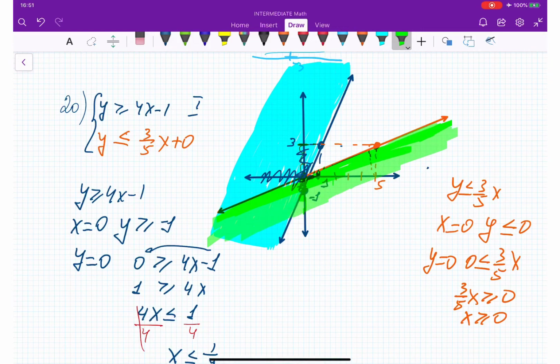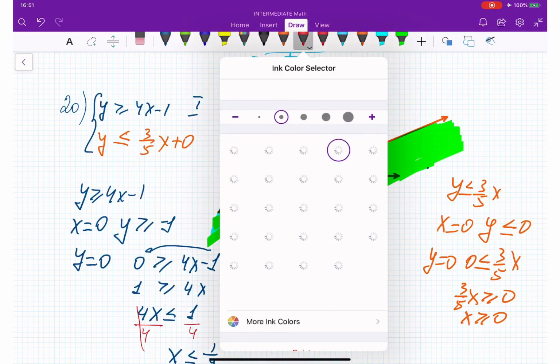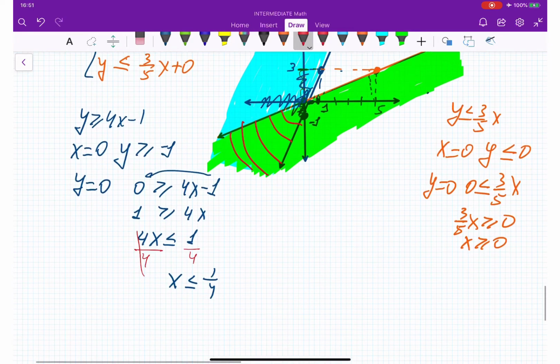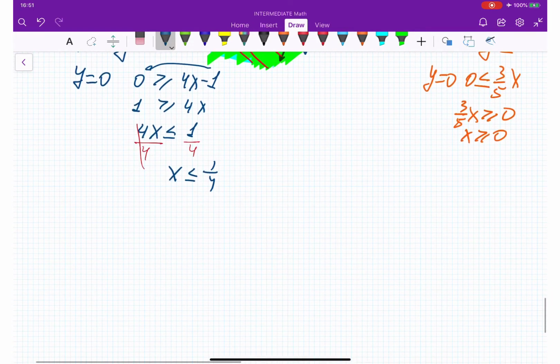So it's going to be this area. Yes? Now you tell me which area is going to be the answer. Of course it's going to be this one, because they are overlapping here. Okay? All right, question number 21. So y is less than 4, x is greater than negative 5.